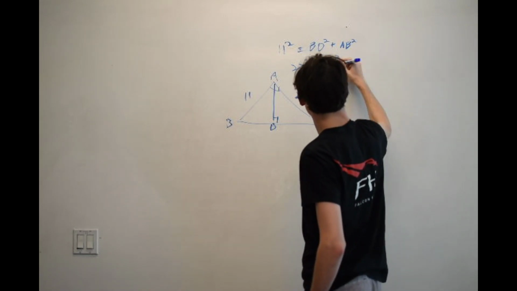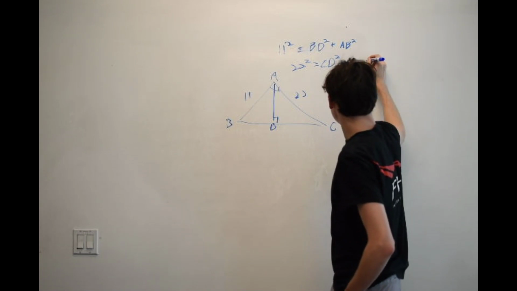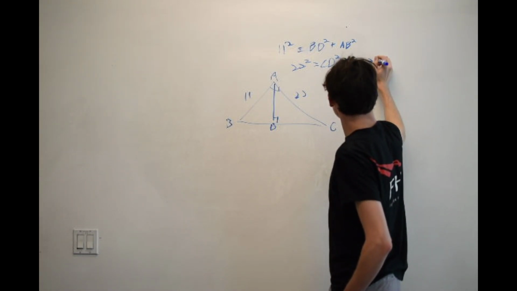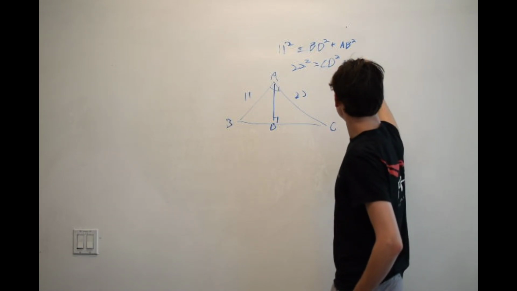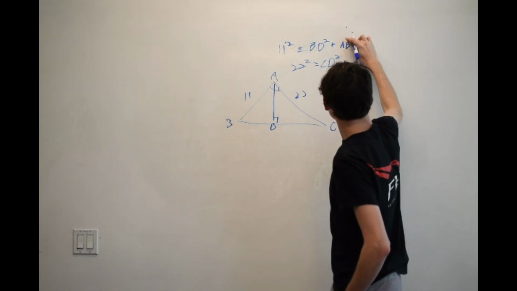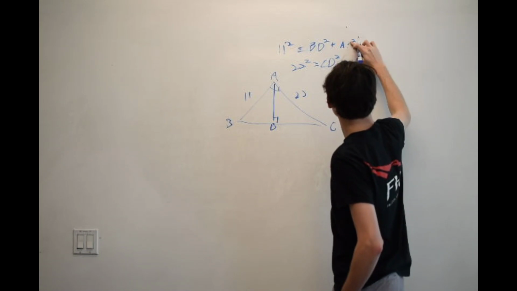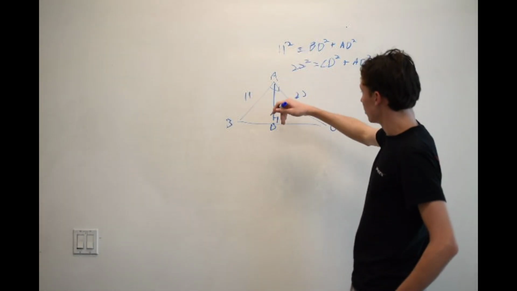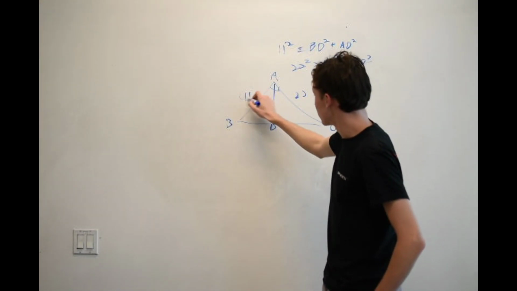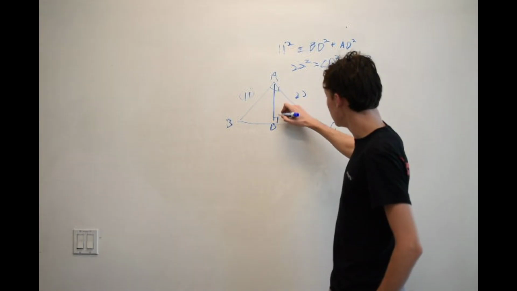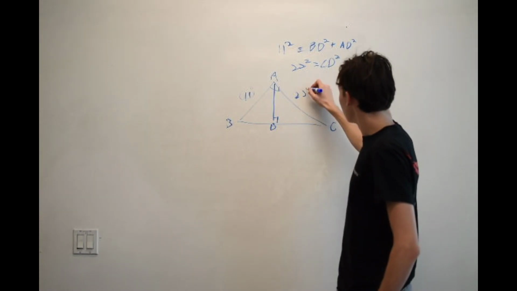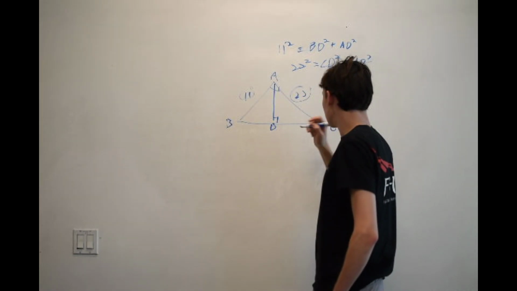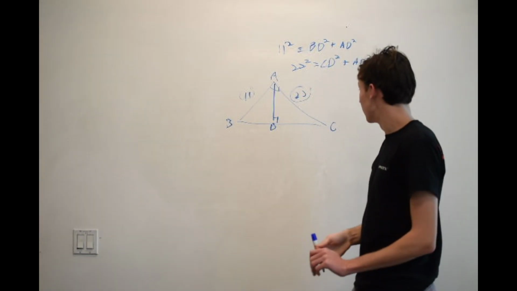CD squared plus AD squared. Okay, I think I got it right. What you're doing is you're solving for this right triangle. You're saying that 11 squared is equal to AD squared plus BD squared, and you're solving for this right triangle, 22 squared is equal to AD squared plus CD squared.